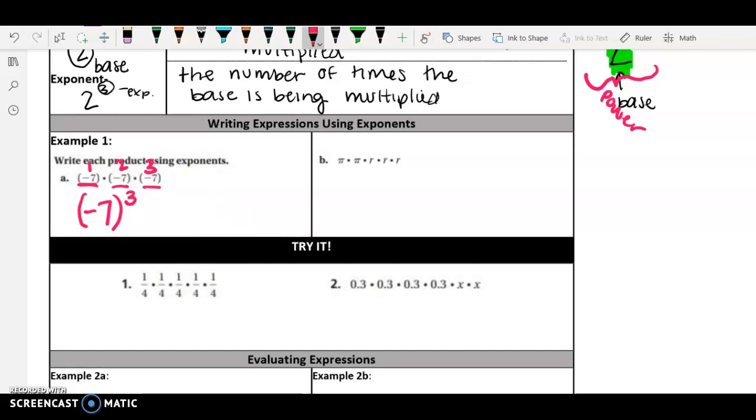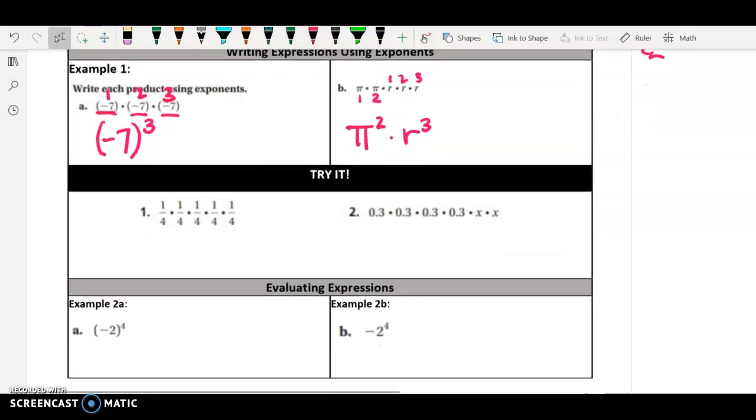All right, then B, we have pi being multiplied 2 times, so we have pi to the second, and then times r, and we have r 1, 2, 3 times, so r to the third. It doesn't just have to be numbers, it can be variables, it can be anything that's being multiplied by itself over and over again. Now I want you to try 1 and 2, and then you will check your answers with mine.